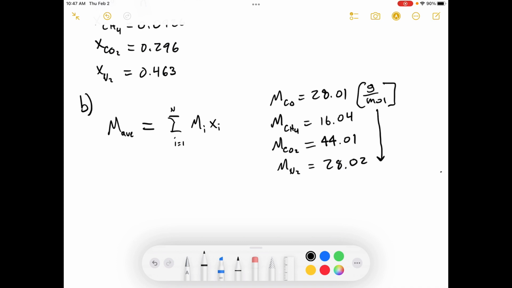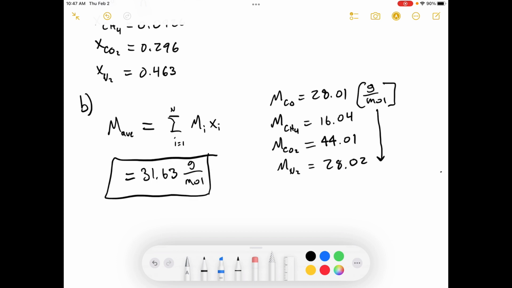The molecular weights of each of these species can be found in the back of the book. Now we have all the information we need in order to calculate the average molecular weight. So we just plug in all of these values and calculate. We get that the average molecular weight is equal to 31.63 grams per mole. And that is it for problem number 3.25.